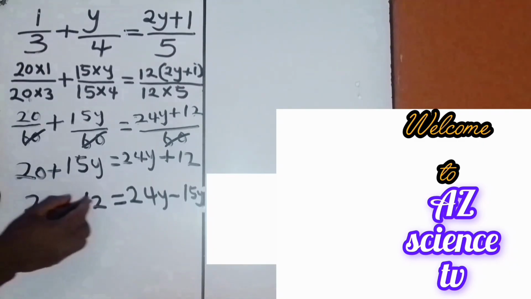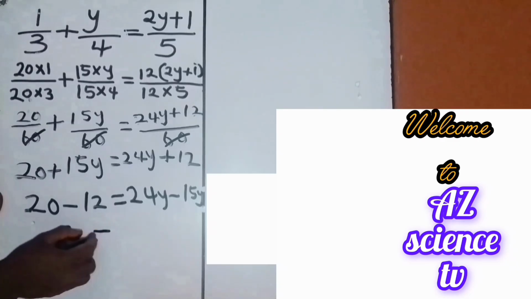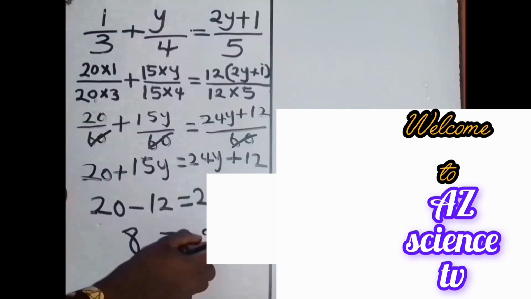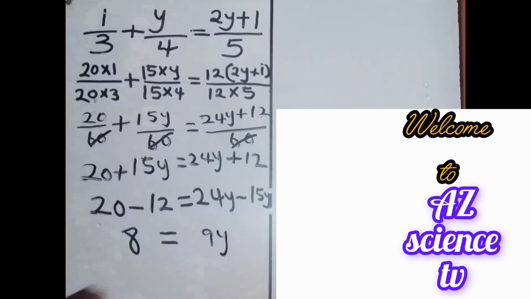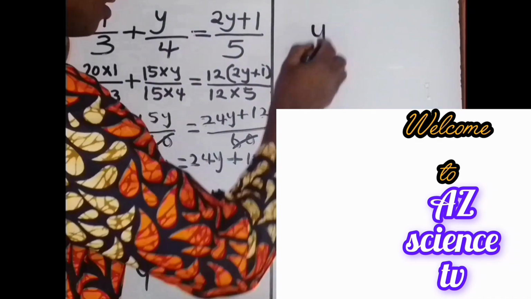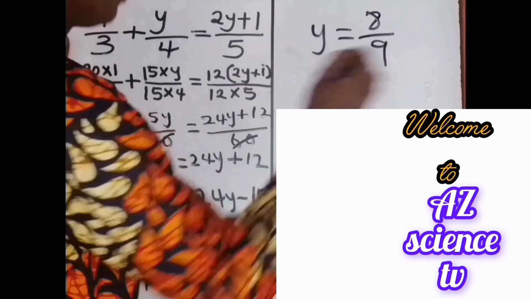Then 20 minus 12 is simply 8. And this is equal to 9y, because 24 minus 15 is 9. Therefore, dividing both sides by 9, y equals 8 over 9.